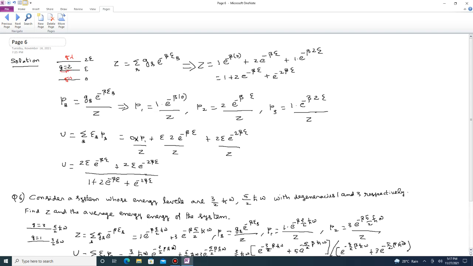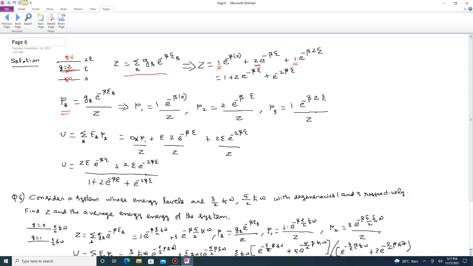Whereas here the multiplicity is 2, that is important. So now the expression for Z is equal to the summation over S, g_s e^(-beta epsilon_s). For the first level, the multiplicity g1 is 1, e^(-beta times 0), since the energy is 0, which is also given. For the second term, g2 is 2 and the energy is E, so 2 e^(-beta E). And the third level is also non-degenerate, so g3 is equal to 1, e^(-beta times 2E). So the partition function is now evaluated.